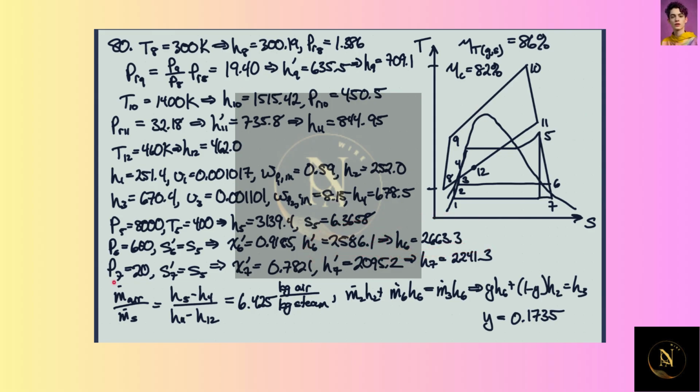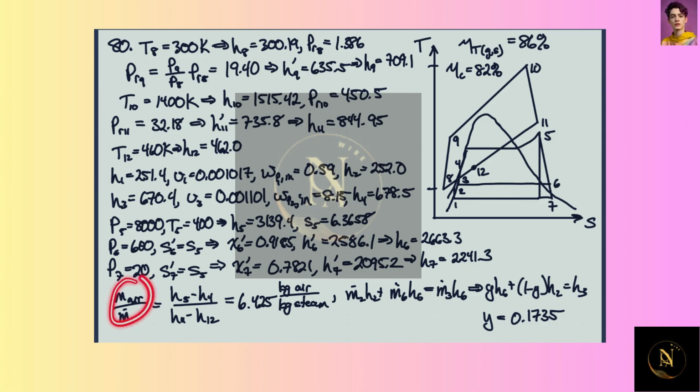And likewise, at 7, we know that in the isentropic case, the isentropic entropy is the same as that at 5. So we can get the isentropic quality factor, the isentropic enthalpy, and then from knowing that and the efficiency, we can get the actual enthalpy at 7. And so again, we have all of the enthalpies we need to just start doing our analysis here.